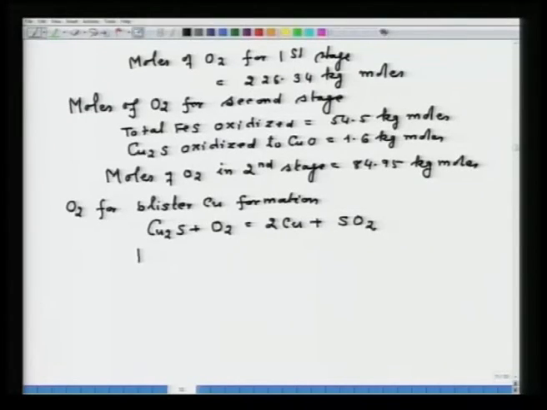This is one way. Another way is to see how much Cu2S is available for oxidation. You know the Cu2S of the matte in both these stages, plus the copper lost in the slag converted to Cu2S. Both ways you can do it. One way is from copper and another way is from Cu2S. If you do this, the moles of O2 for this stage will be 162 kg moles.